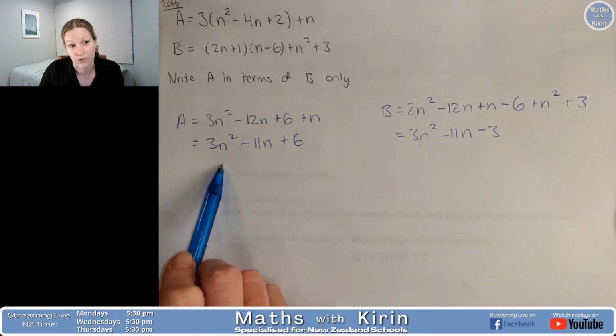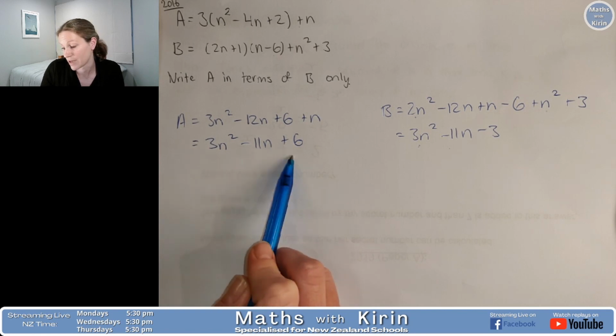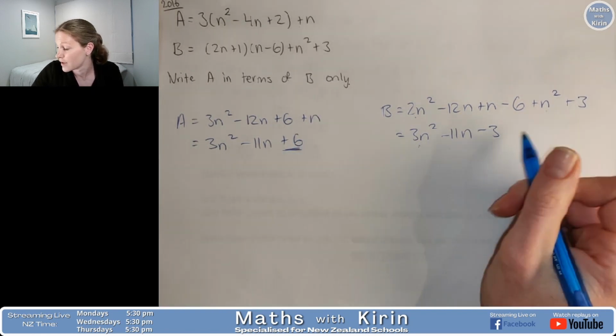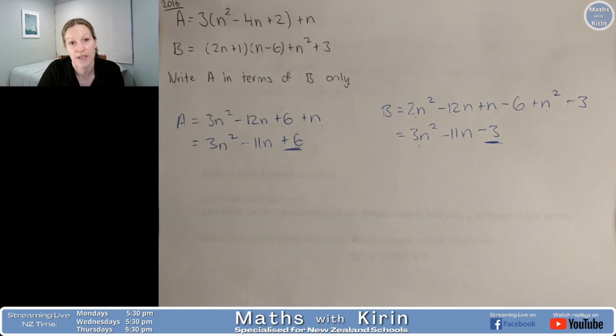A is equal to 3n squared minus 11n plus 6. So they look very similar. In fact, the only difference is the constant at the end.